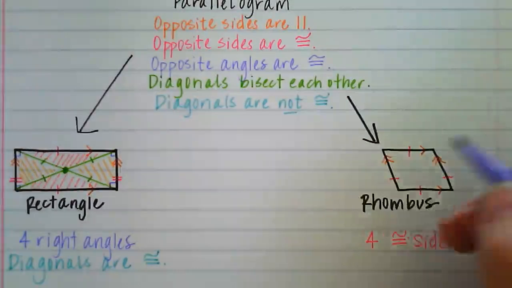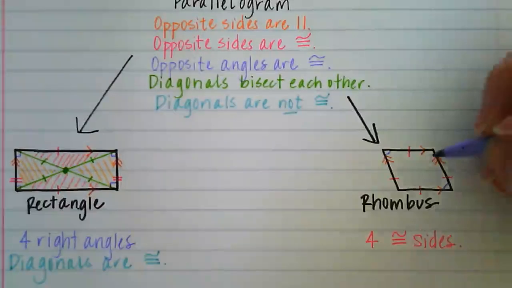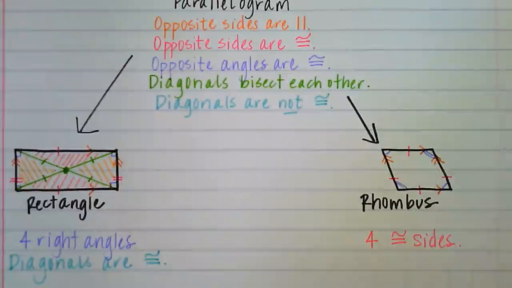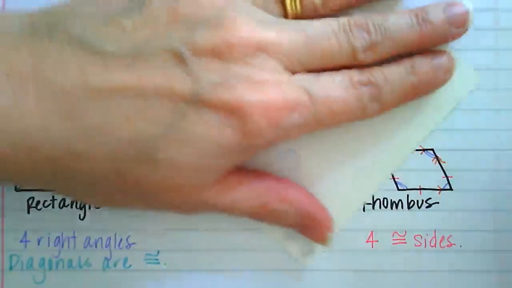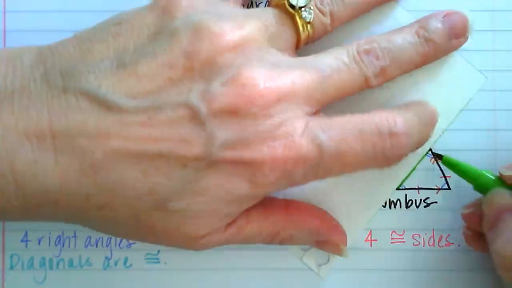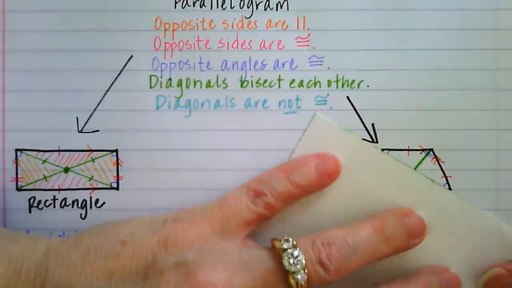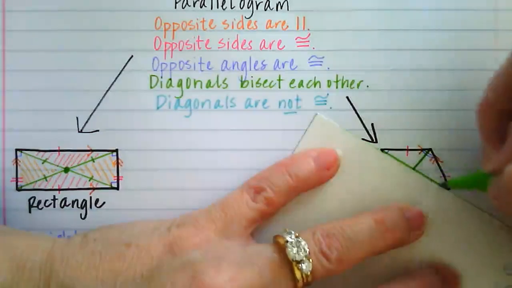Opposite angles are congruent. So this angle up here is the same measurement as that one. And then this one, which is an obtuse angle, is the same as that obtuse angle. So opposite angles are still congruent. The diagonals are going to bisect each other, but I'm going to show you what's different about this. Oops, I did not do a good job on that one. All right, so the diagonals, yeah, my shape is not very good. We'll just have to pretend that it is.